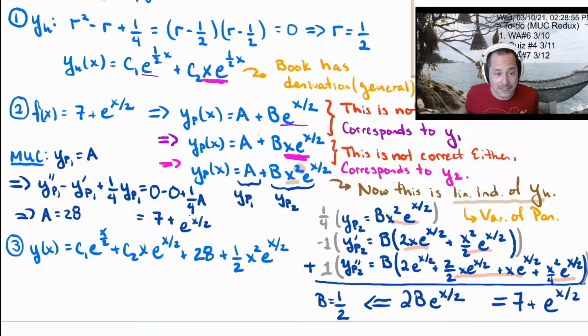Yep. And is b equal to 1/2 because 2 times 1/2 is equal to 1 times e to the x over 2? Yeah. Cool. Cool.